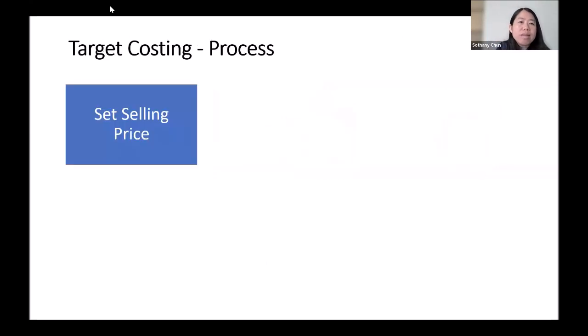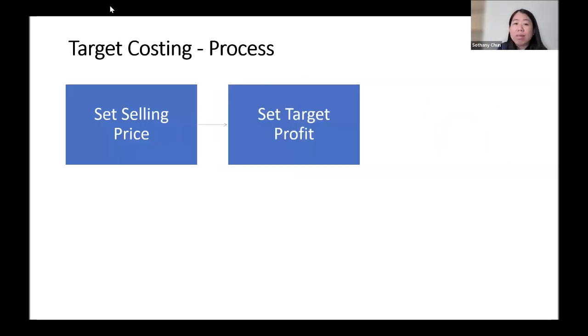Okay, so this is the process of target costing. We understand a little bit about what target costing is, so let's see how we do that. First of all, we need to set the selling price. To set the selling price, you do a market study, try to understand from the competitor what products are available in the market, what substitute products are out there, try to understand their price, and then from there, set your own selling price that you want to sell.